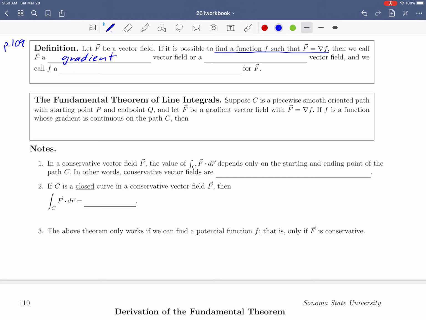Okay, we're going to give names to some of the terms in this situation that we're describing. So if this is true, then we call the vector field a gradient vector field. Another word for it is a conservative vector field. Those just mean the same thing. And we also give a name to the scalar function f in this situation. It's called a potential function for the vector field.